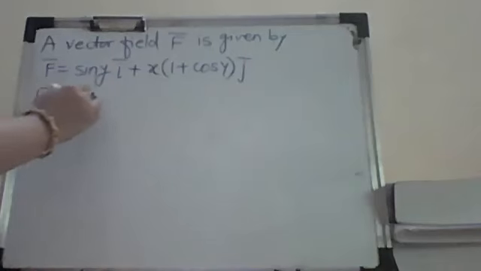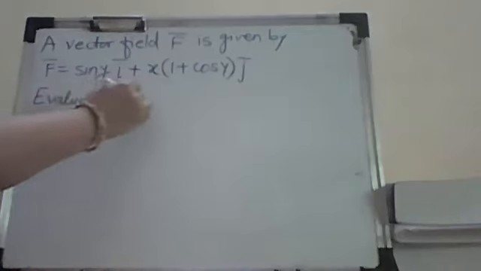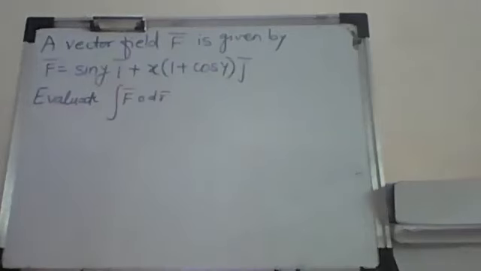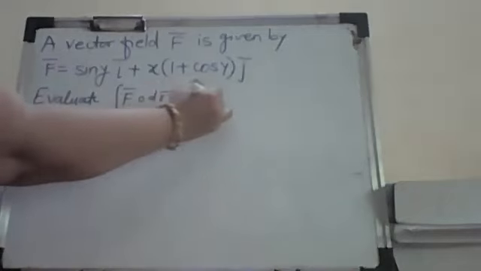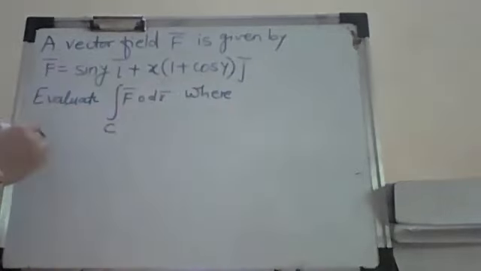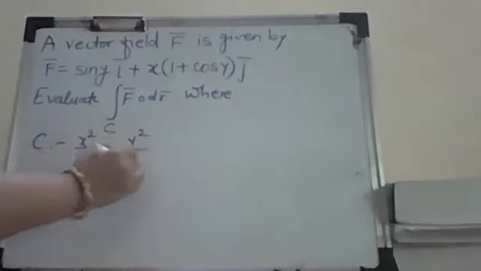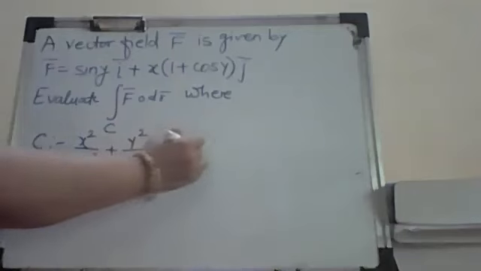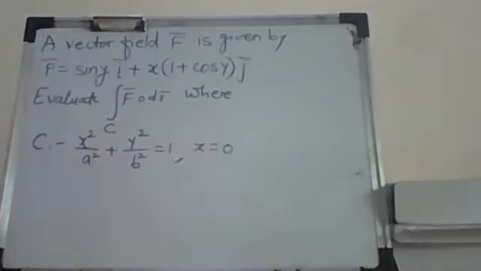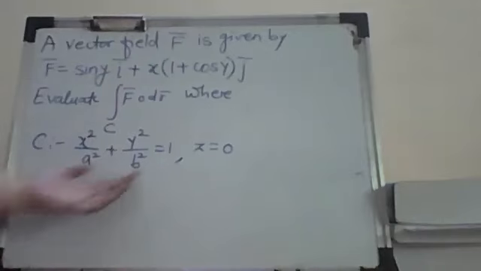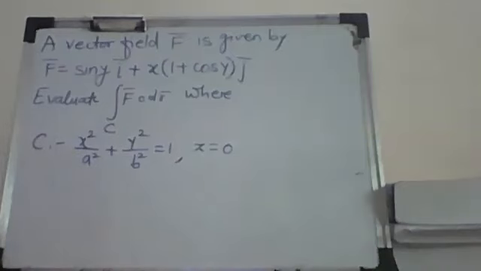Evaluate the line integral of f bar dot dr bar over the curve C, where C is defined as x squared by a squared plus y squared by b squared equal to 1 with z equal to 0. Now we have taken this as a generalized question where you can put any value of a or b, it will work. Correct. So now what is given to you?